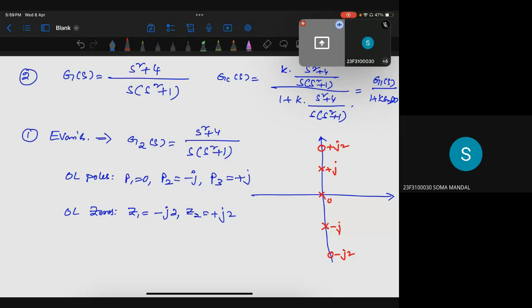Now, can anyone tell me the real axis segment? It is just from 0, the real axis segment would be like this complete thing, till minus infinity. Am I correct? Now, what is n here? 3. What is m? 2. So what will happen ultimately? Can you tell me? Out of 3 poles, 2 poles will go to 2 zeros, correct?